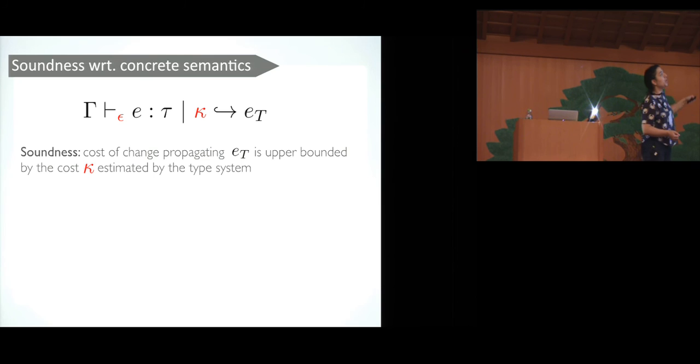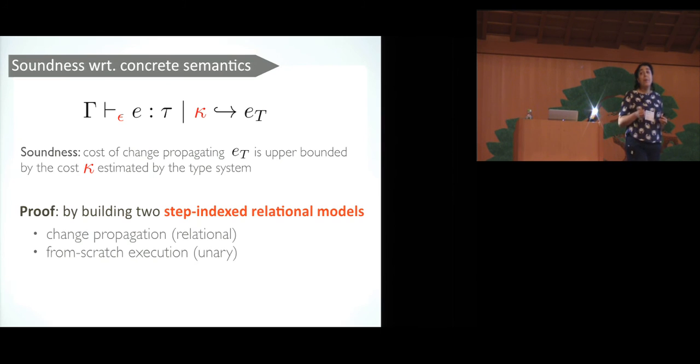Of course, we also have another case where we have from scratch execution of the target program. And we do the proof by building two-step index logical relations: one for change propagation, which is relational, and one for from scratch execution, which is unary reasoning.